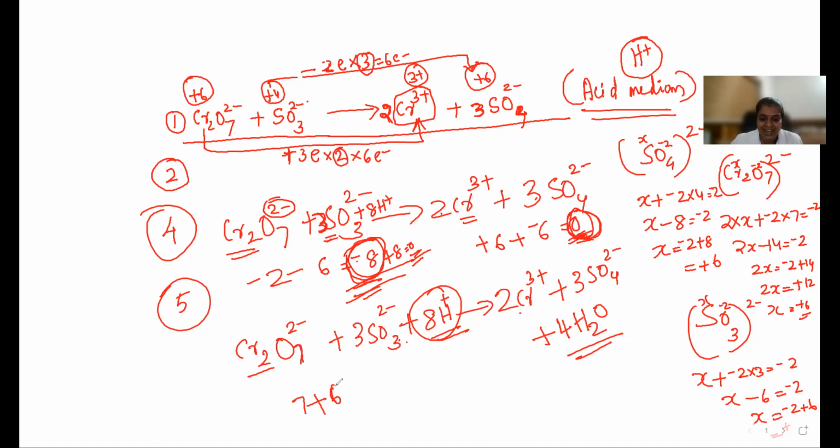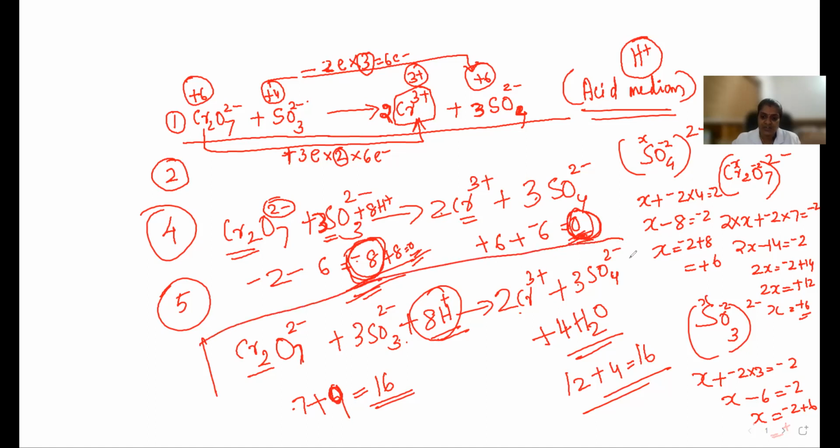3 into 3 is 9. So as a total, 16 oxygen is here. And this side, how many oxygen is there? 4 into 3, 12, plus 4, 16 oxygen. Understand? So all is balanced. So this is the balanced equation we are getting.